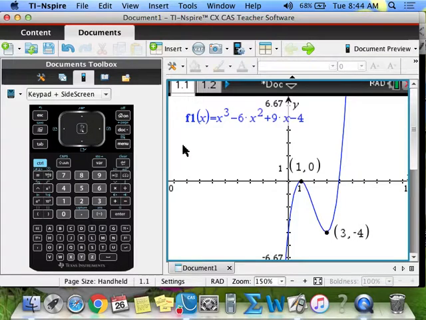So if we're looking at a graph of the position function, its slope is positive, so its velocity is positive from 0 to 1. Its slope is negative, so velocity is negative from 1 to 3. And its slope is positive after 3, so it's moving to the right after 3. Same information, two different graphs.